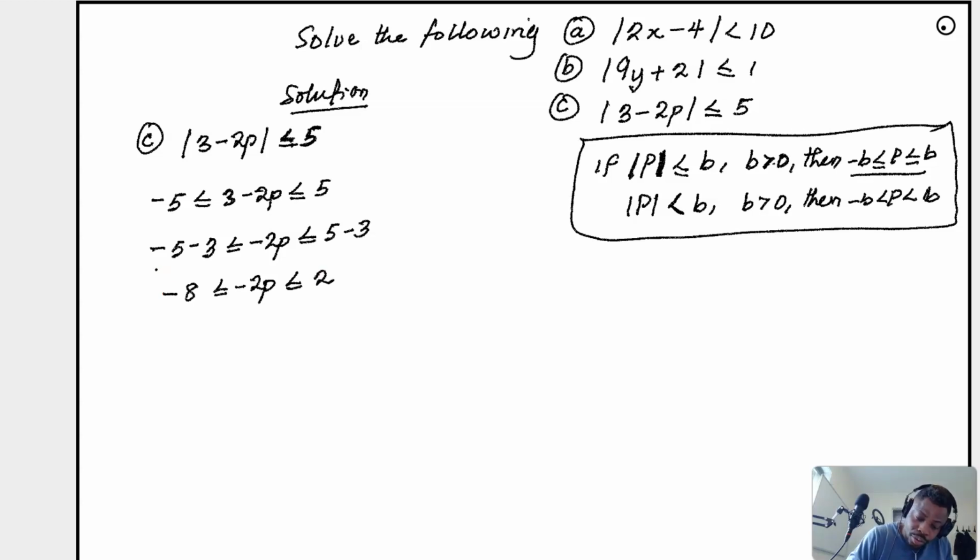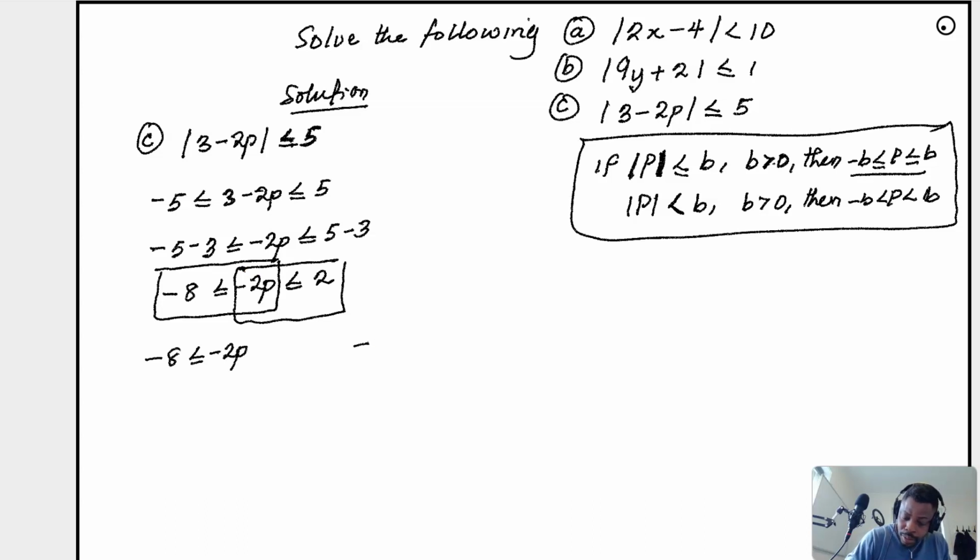Okay, it's wise now to take this separately so you can understand. So minus 8 less or equals to minus 2p, and I take this one also, that is minus 2p less or equals to 2. Now if I'm looking for p, I divide through by minus 2. Okay, so because you are dividing through by a negative value, what happens? The inequality sign will change. This is less or equals to, so this will be greater or equals to now.